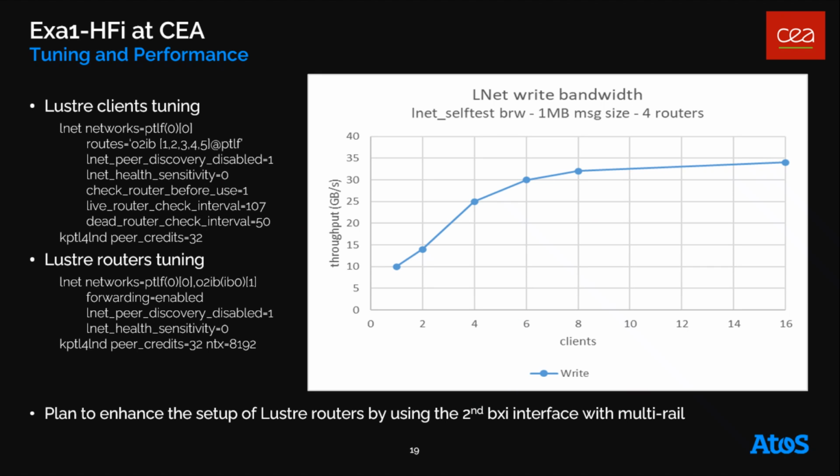The LNet configuration is very similar to the T1K cluster, except for interface binding at LNet level. In a group, the LNet write bandwidth reaches 35 GB per second using only one interface per router. The configuration and tuning will be updated soon to use the second BXI interface with a multi-rail setup, allowing to double the LNet bandwidth to the Lustre servers.